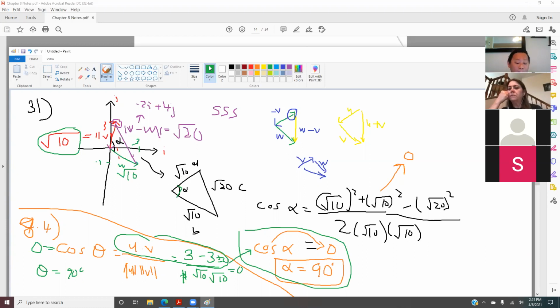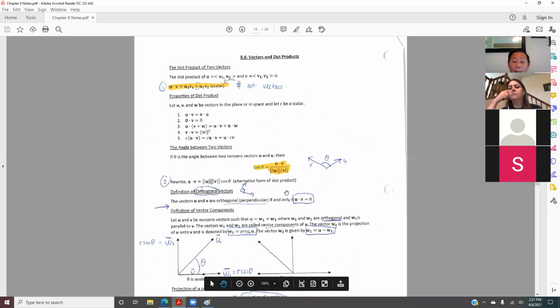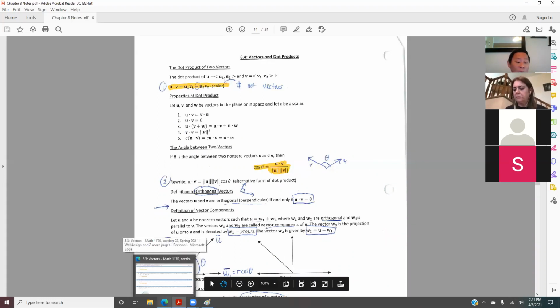So, are these two vectors v and w orthogonal? I will say yes, because the dot product of that is equal to 0. So that is the meaning of the word orthogonal. U dot v equals 0. I'll give you some examples so you will see what's going on with this.